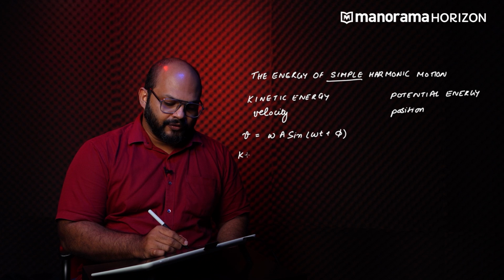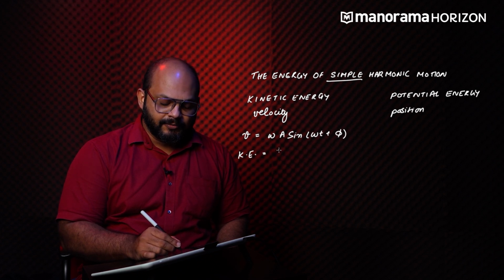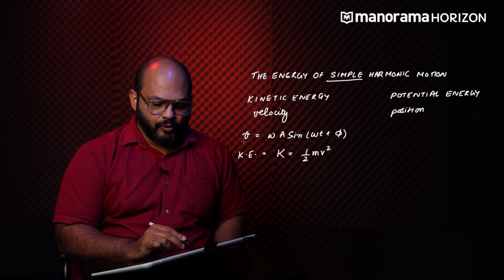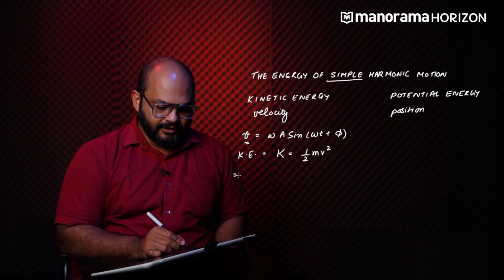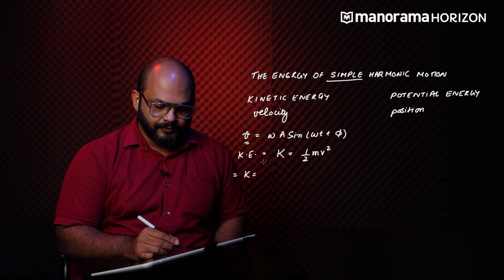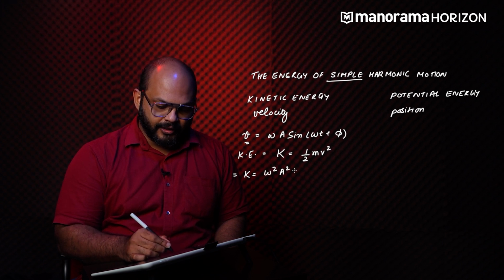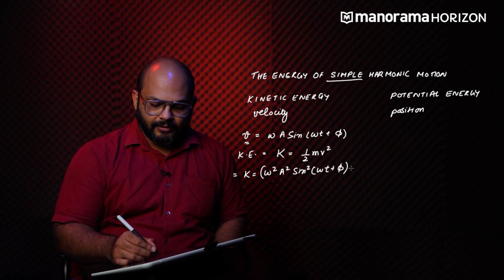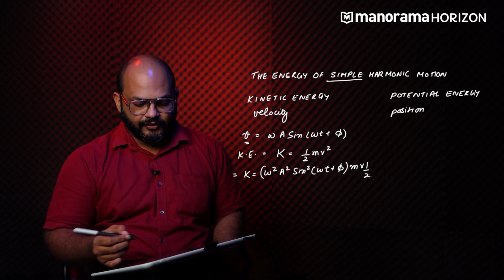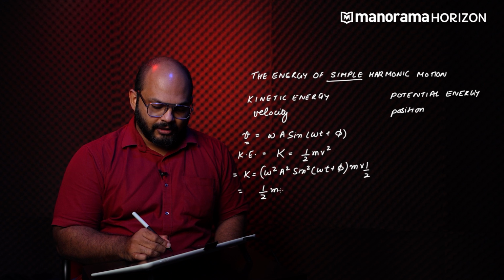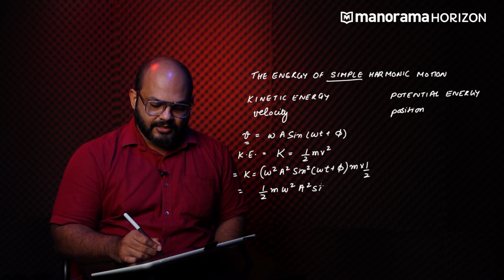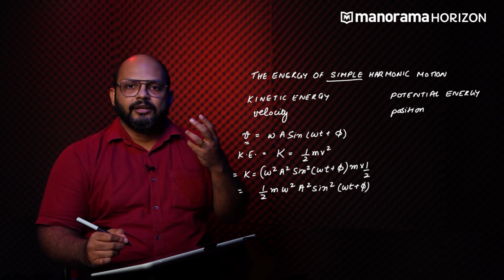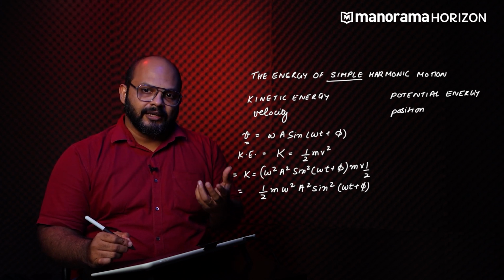So the kinetic energy of the system, which here we will simply call capital K, is given as half mv². So we can square the previous term for velocity here. So we get the relationship K = ½ m ω² A² sin²(ωt + φ). So this is a measure of the kinetic energy possessed by this system.